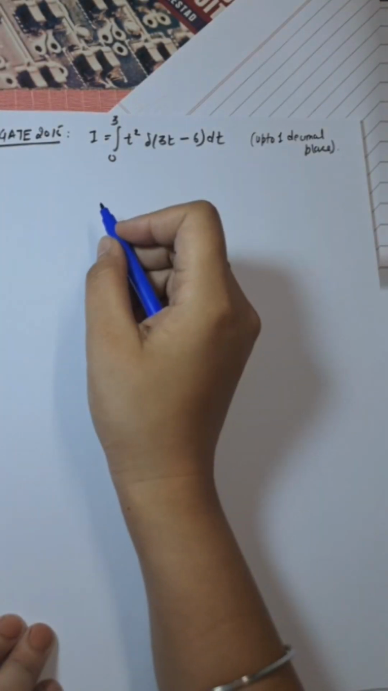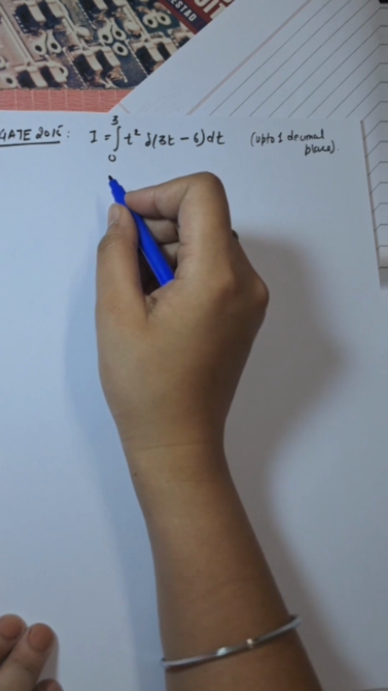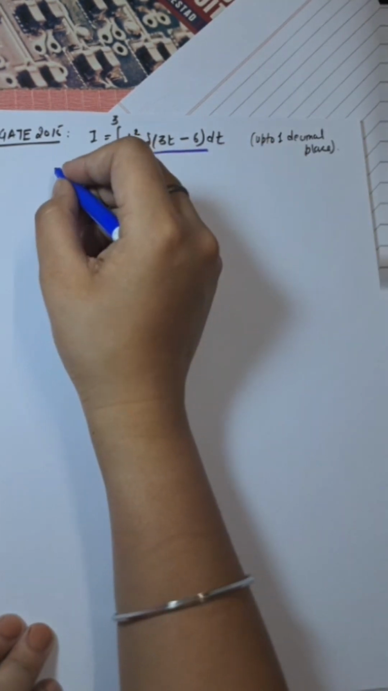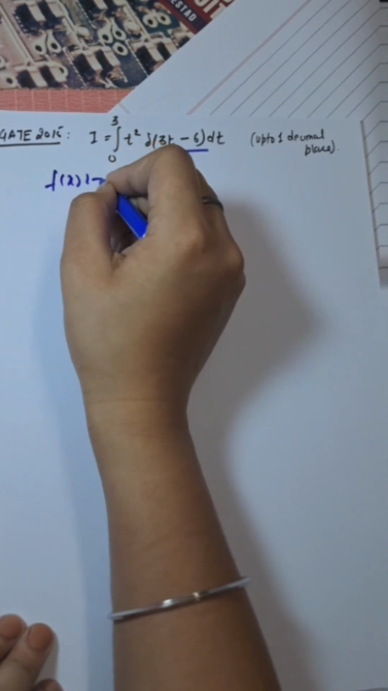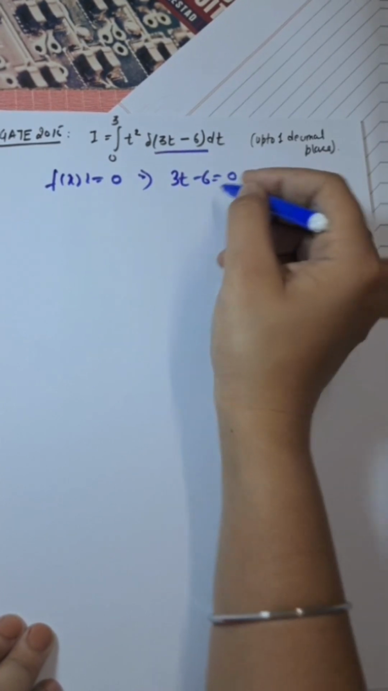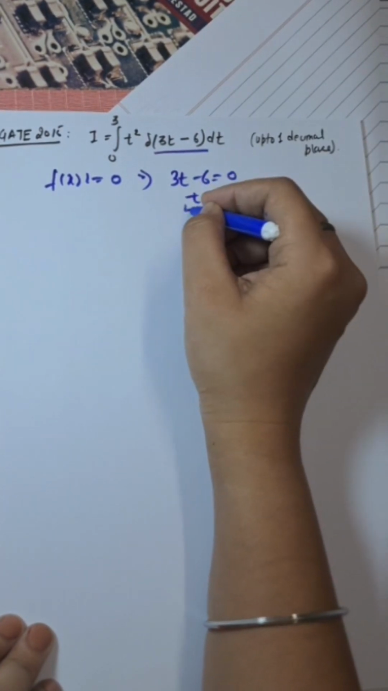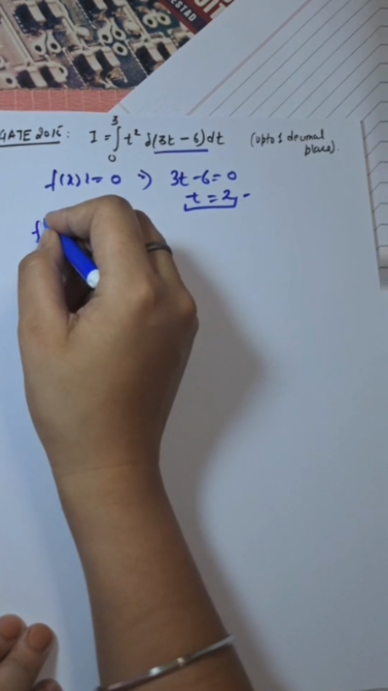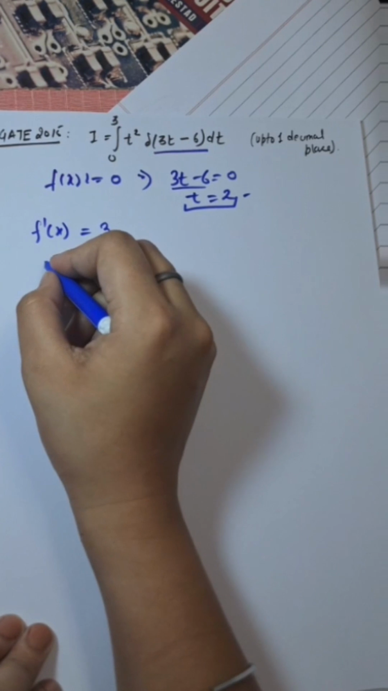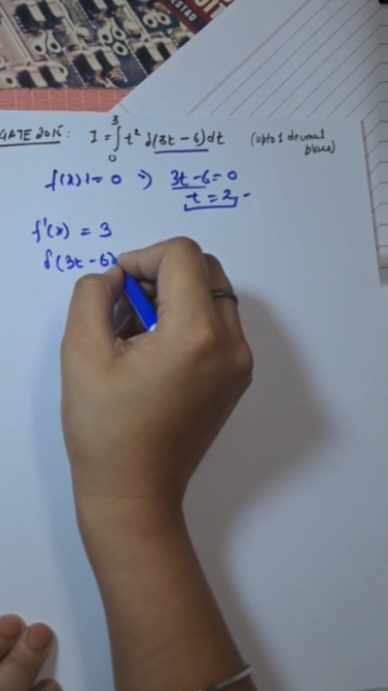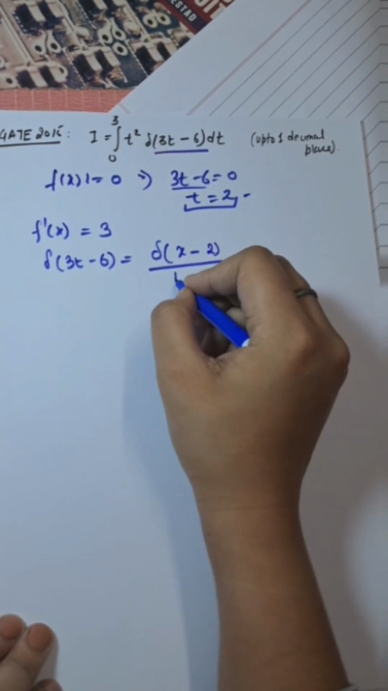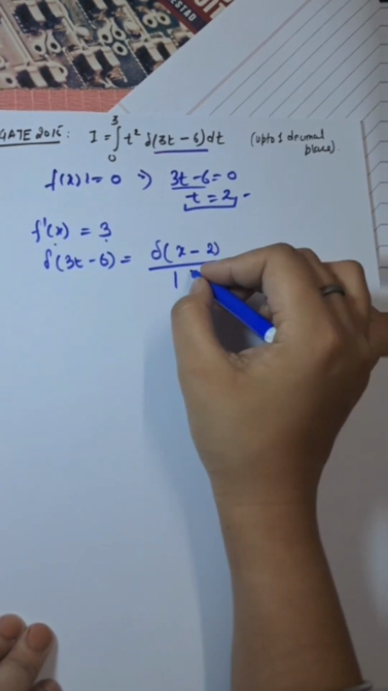Now let us see this question that has appeared from GATE 2015. Here our f(x) is 3t minus 6. So let us put f(x) equals 0. So we'll get 3t minus 6 equals 0, so t equals 2. Then f dash x becomes 3. So we can write delta of 3t minus 6 as delta of x minus 2 upon mod of f dash x, that is 3.